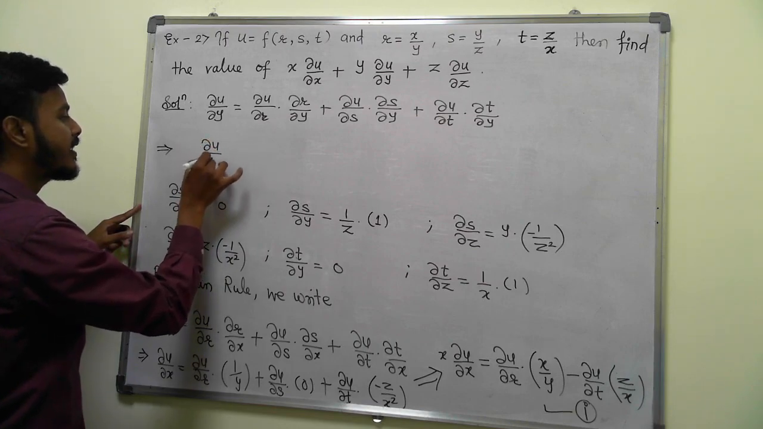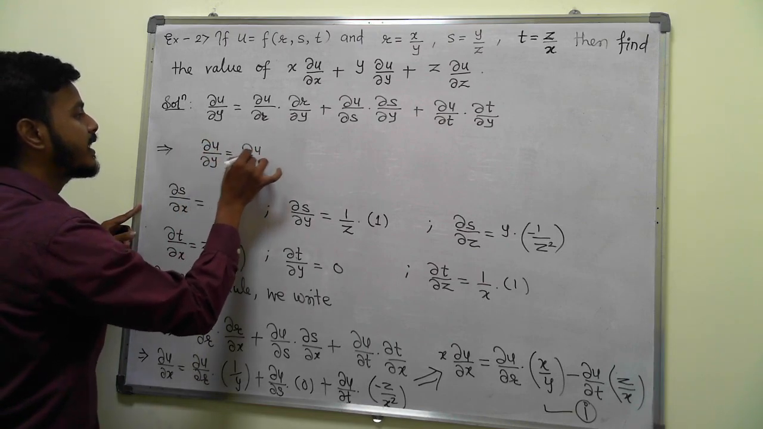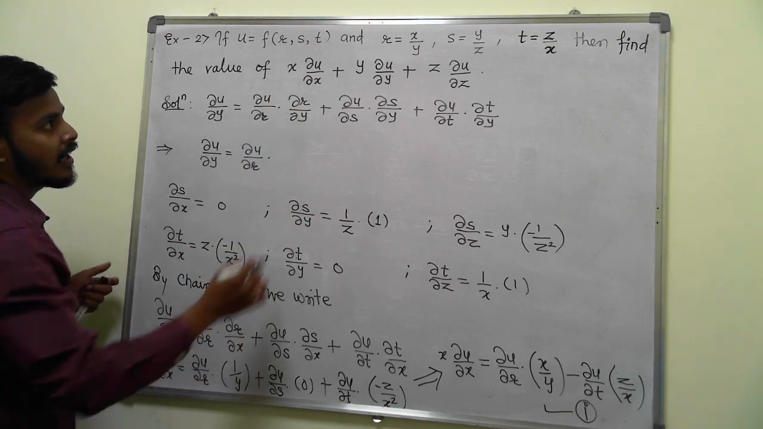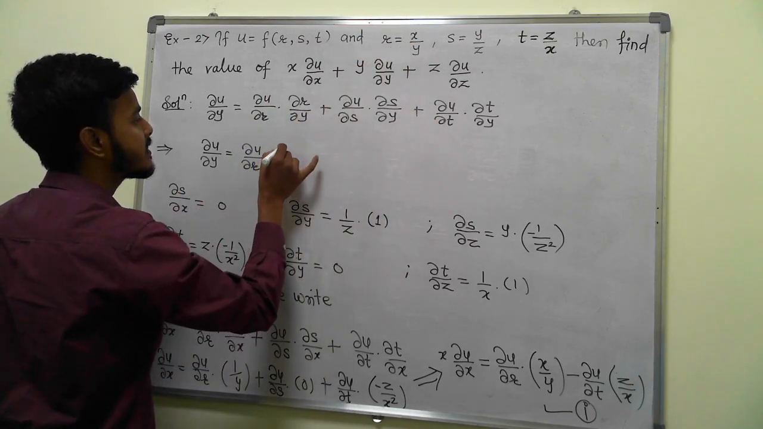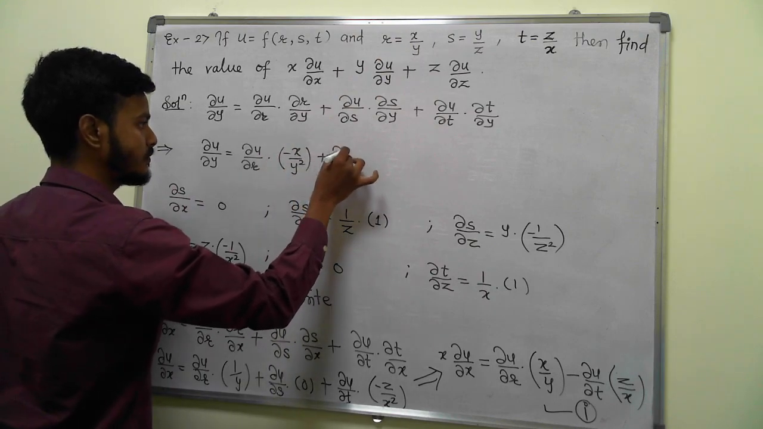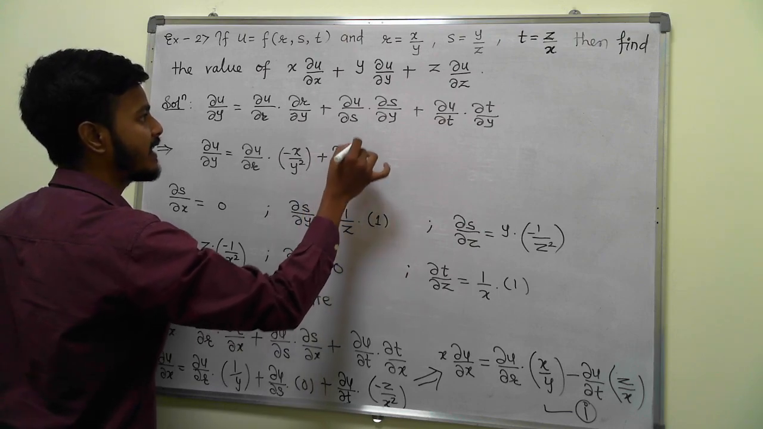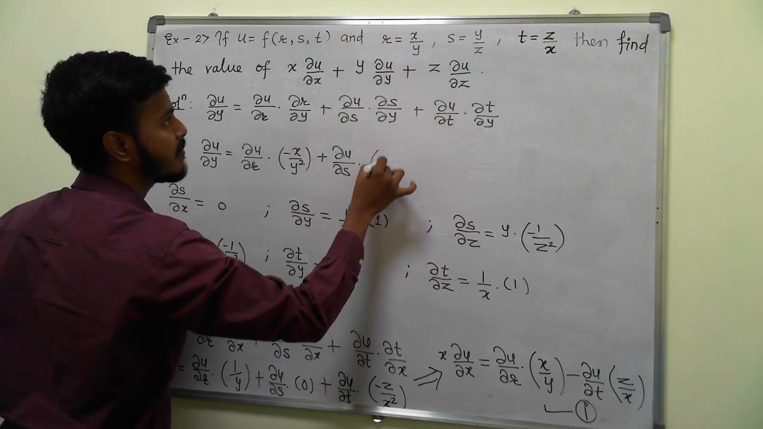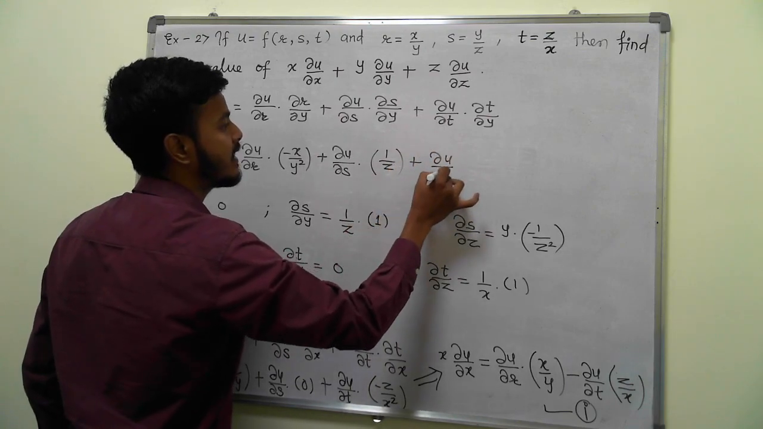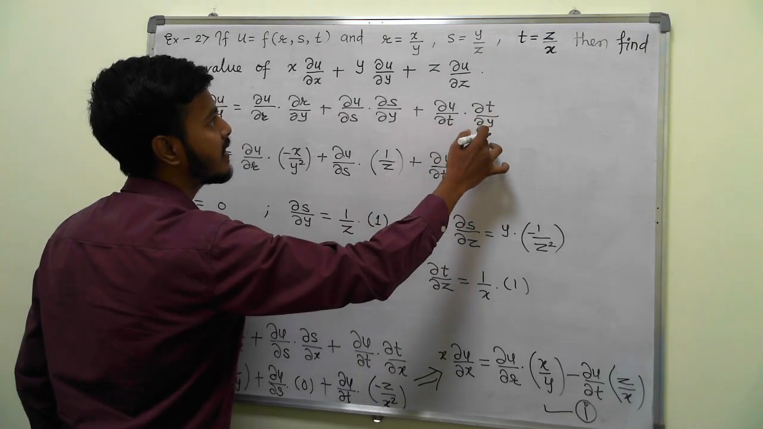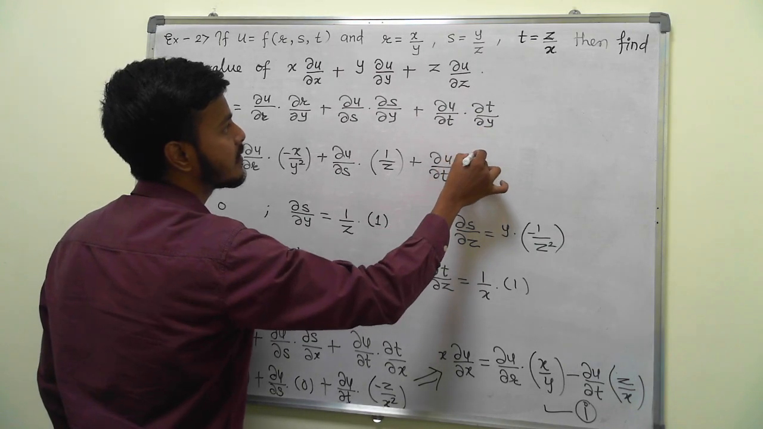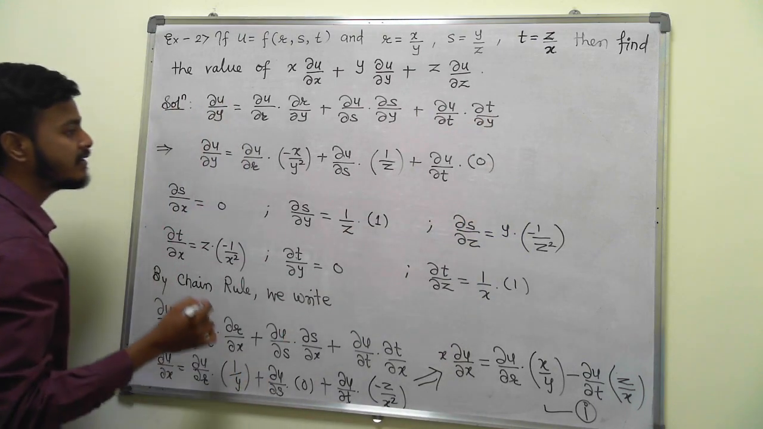Del u by del y equals del u by del r into del r by del y. What is del r by del y? R is this, so del r by del y is minus x upon y square. Del u by del s into del s by del y is 1 by z. Del u by del t into del t by del y is 0. No term of y there.